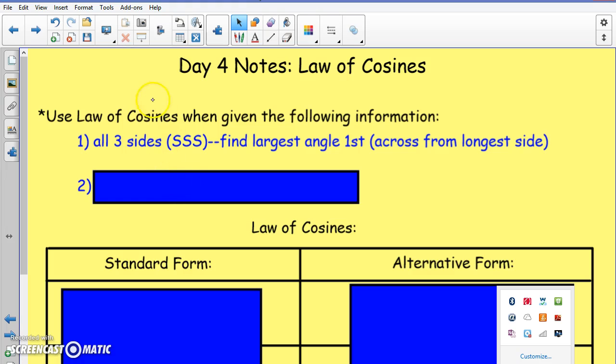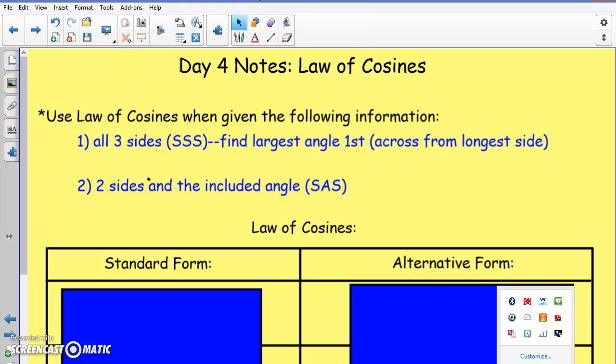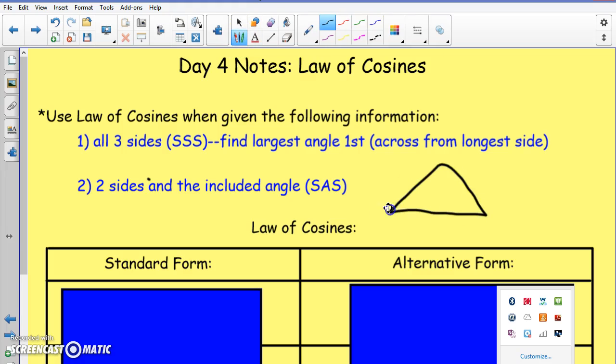And then the other situation is if we are given two sides and the angle in between, and that's referred to as side angle side. What that means is if we had a triangle that looks something like this, and I had two sides labeled as, let's say, 10 and 15, the included angle is the angle formed by those two sides. So it would be the angle right up here. That would be referred to as side angle side. Since we split our chapter, you know that any non-right triangle, we're going to use our law of cosines.